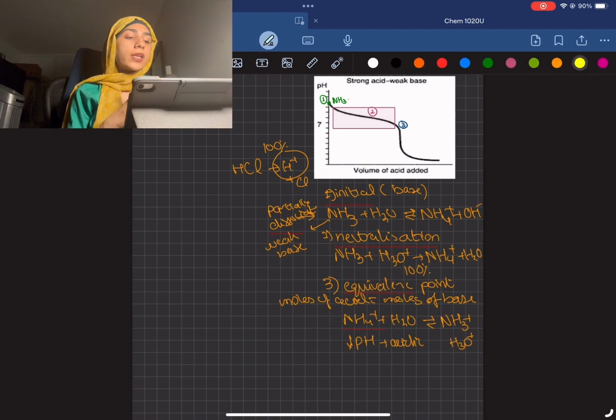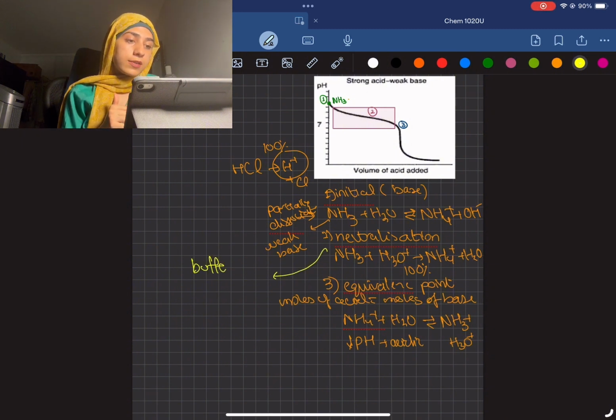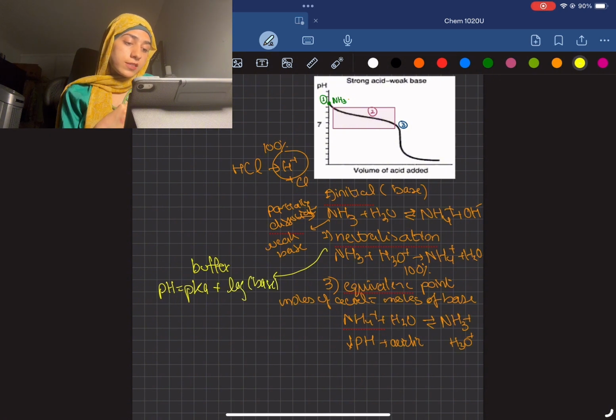What I'd quickly like to add is that because we have a strong acid versus weak base, at neutralization we have a buffer. Even if it were the other way around, so let's say it was strong base versus weak acid, we still would have a buffer at neutralization. So if I were to find pH at the neutralization stage, I would use my Henderson equation, which is the concentration of base divided by the concentration of acid.